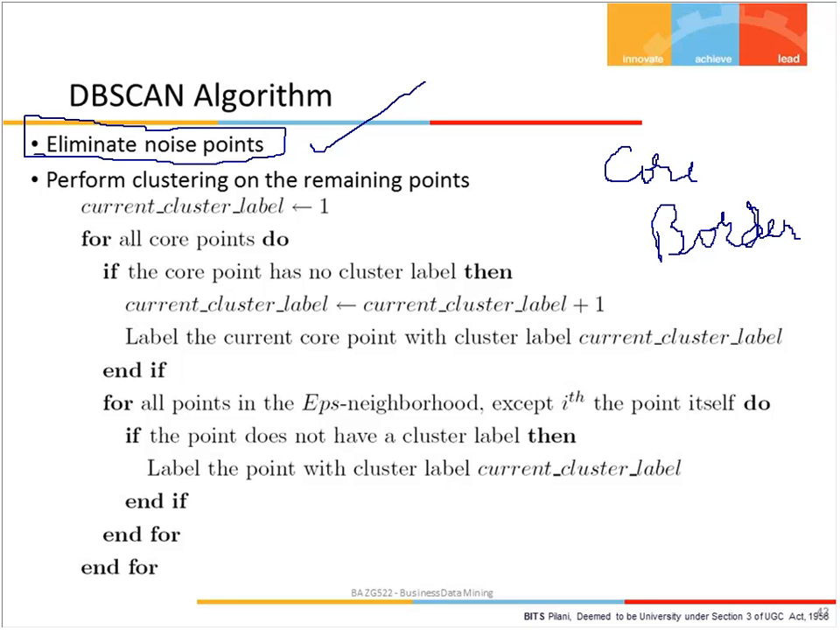Then what it does is that it starts with a cluster label, finds a core point, assigns the cluster label to the core point, and then creates a new cluster label. Now the current core point has a cluster label, and so that is for the core points. If the core point does not have a cluster label, then it is assigned a cluster label.